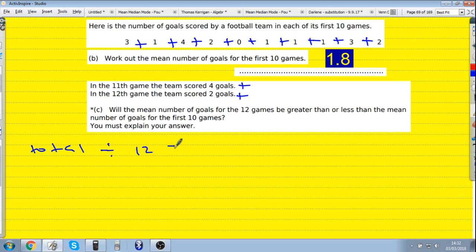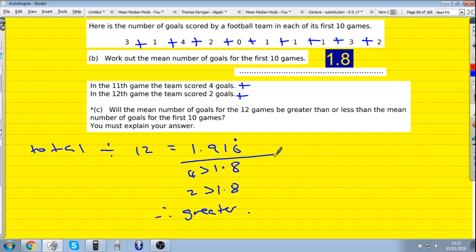There's another way to do that. So the average was 1.8. Then they scored 4 goals. What would happen to the average? The average would go up. And the average was 1.8. They scored 2 goals. What would happen to the average? It would go up again. Yeah, because 4 is bigger than 1.8 and 2 is bigger than 1.8, you know that the new average will be greater. Or you can just find what the average is. So the average becomes 1.9, which is greater. Okay.